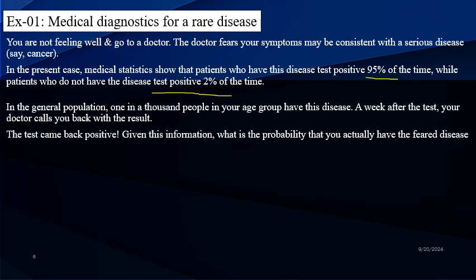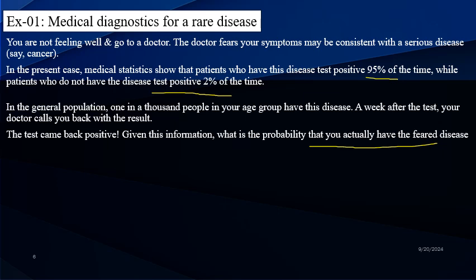A week after the test, your doctor calls you back with the result and the test came back positive. The doctor is saying that the test is positive. Given this information, you have to compute the probability that you are actually having the disease. So again, what probability do you have to compute? Conditional probability. So it is an updated probability.